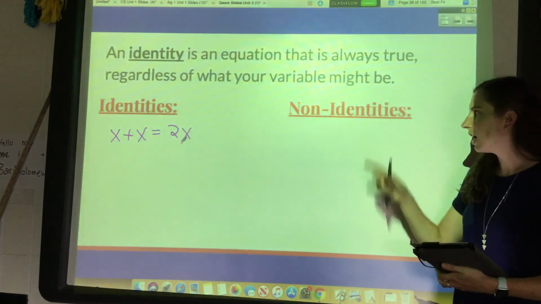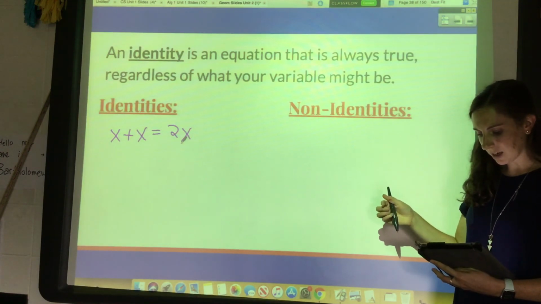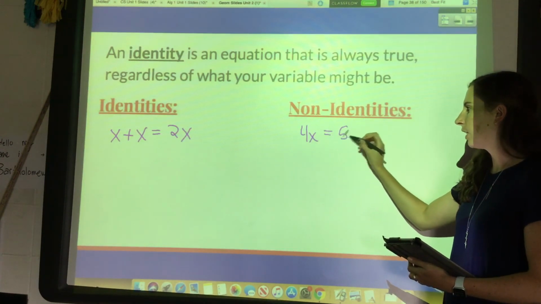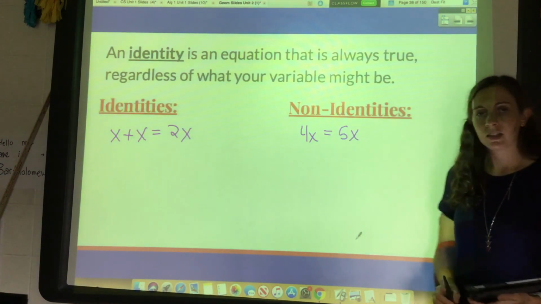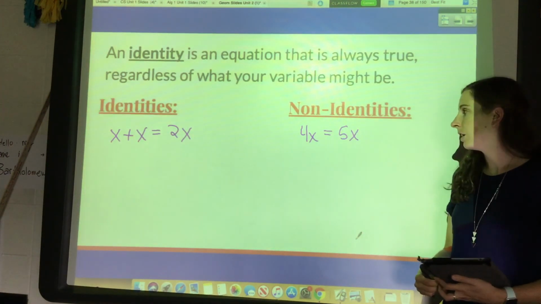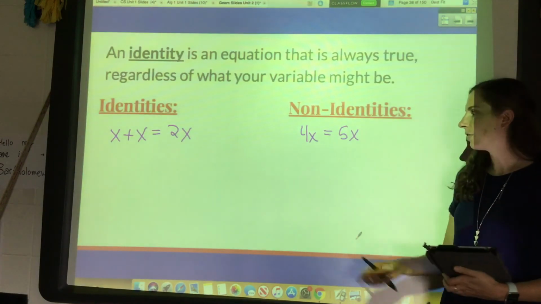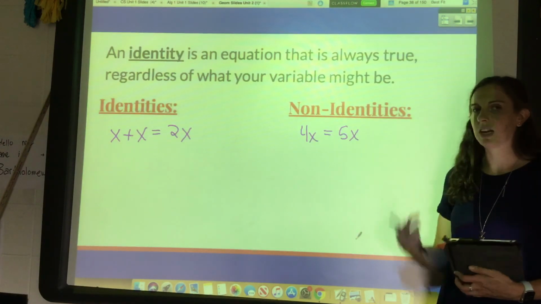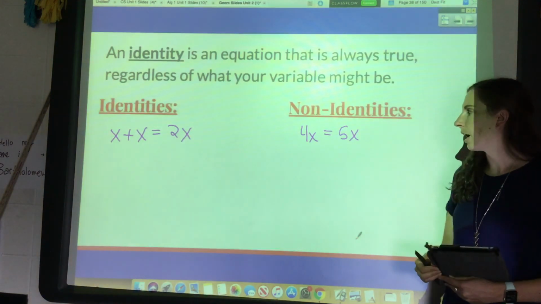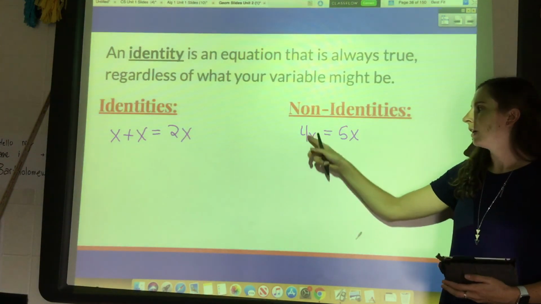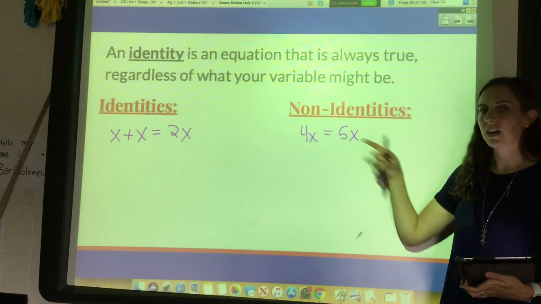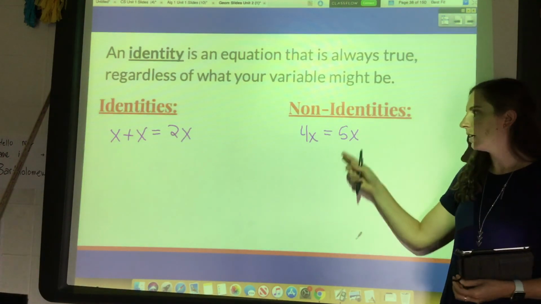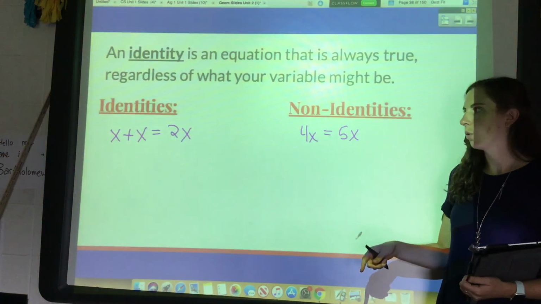Some things that are not identities would be something like 4x equals 5x. That's not always true. It might be, like if x were 0, 4 times 0 is the same as 5 times 0, that would be true. But if x were 1, 4 times 1 is not the same as 5 times 1. So this is an equation, which is fine. It might sometimes be true, but not always.